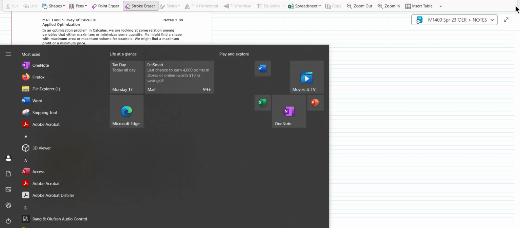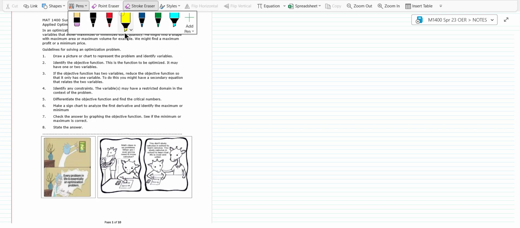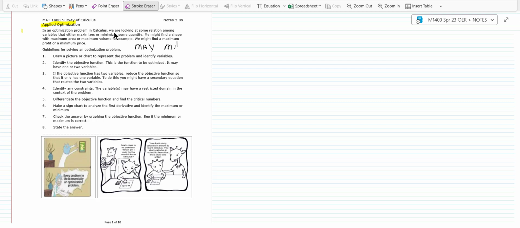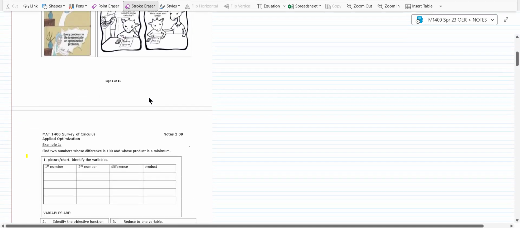Right, so 2.09, what we'll be looking at is optimization, and we'll do several examples together on that. So in optimization, what you're trying to do is find a maximum or a minimum. On the first page, this is more of an outline of the steps we're going to go through to solve the problem, so you don't have to write anything on page one. We're going to go through the steps and the different examples I'm going to go through today anyway. So optimization problems are where you're looking for a maximum or a minimum.